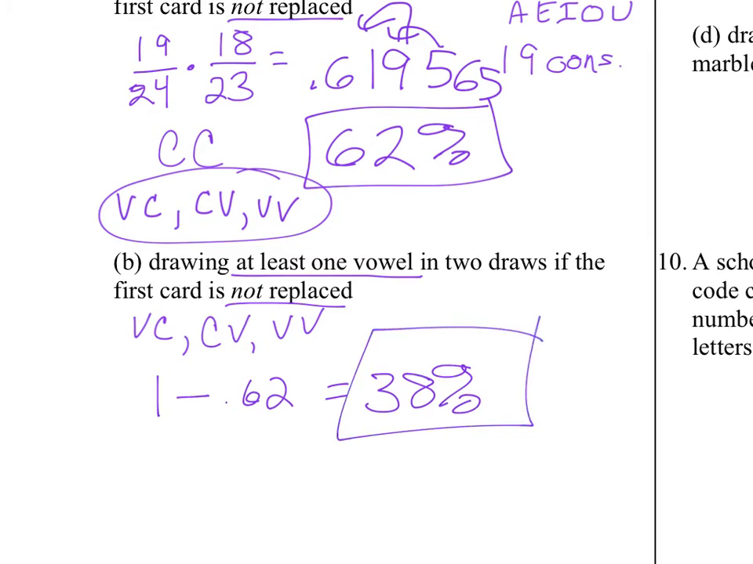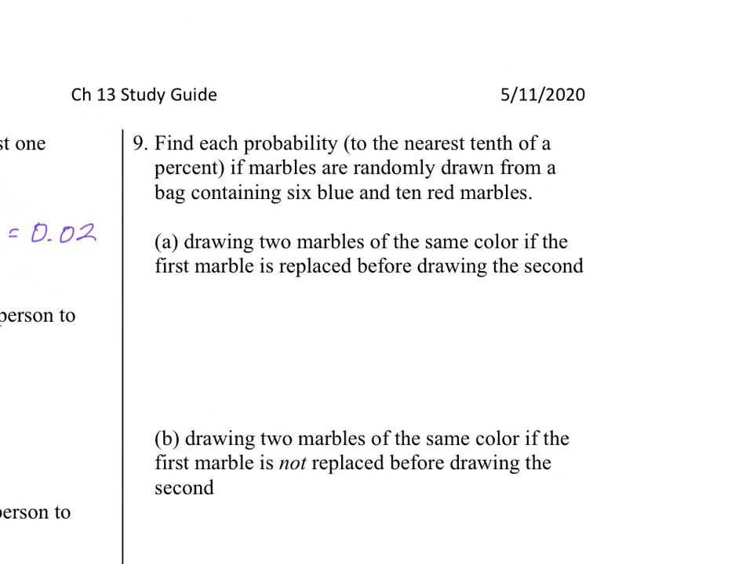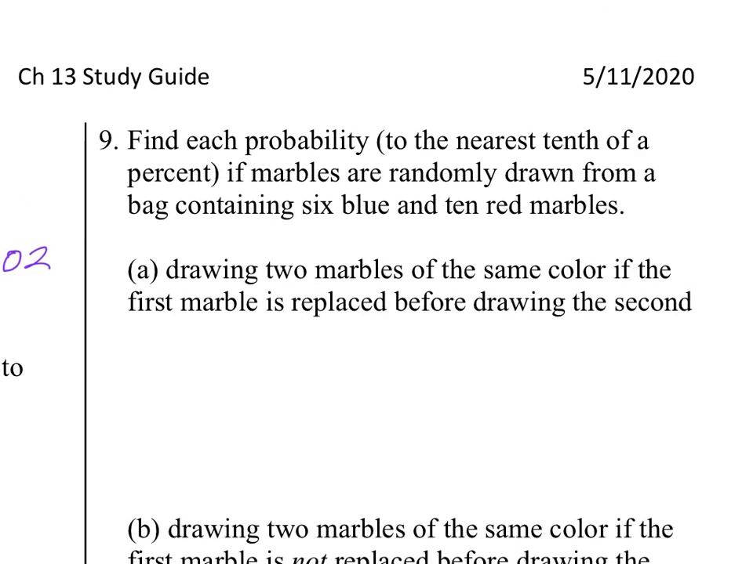73. Yes. Okay, so that's done with that half. Let's go look at this. Okay. Find each probability to the nearest 0.1% if marbles are randomly drawn from a bag containing 6 blue and 10 red marbles. Drawing 2 marbles of the same color if the first marble is replaced.